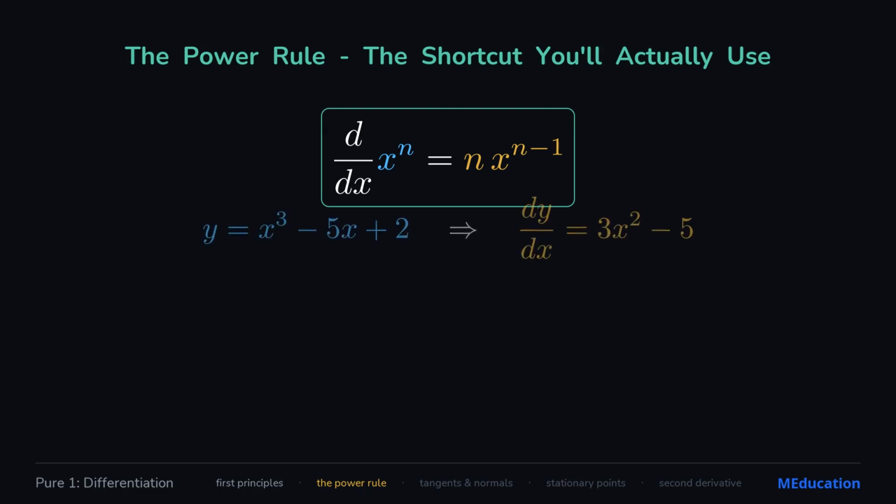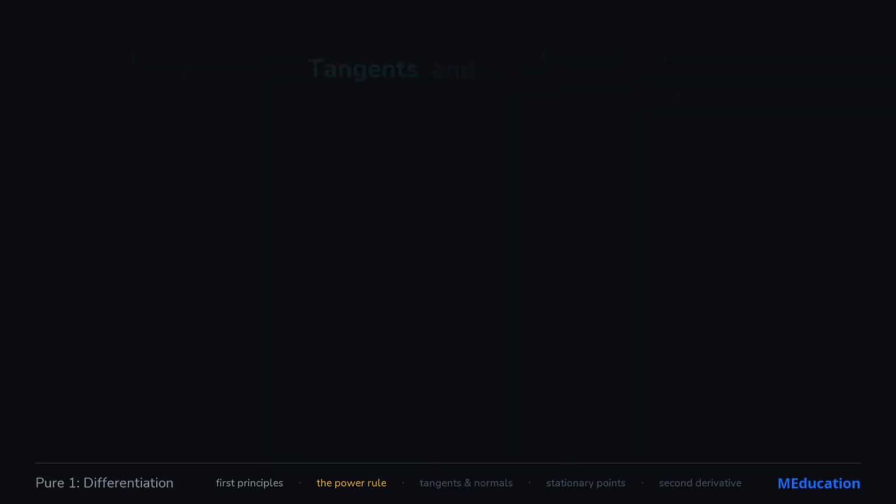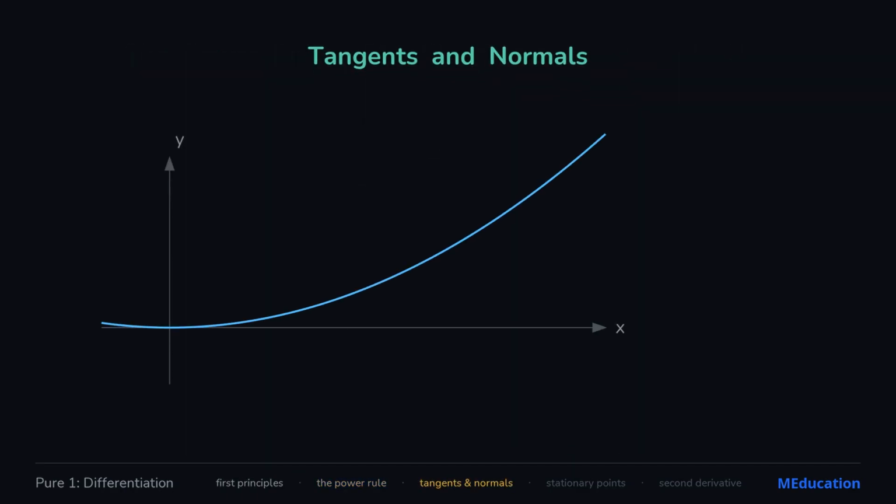Constants simply vanish because a flat horizontal line has 0 gradient. Differentiate term by term, and even a long polynomial surrenders in seconds. This is the rule that earns its keep on every paper. The derivative hands you the gradient at any point you like. Plug in the x value, and out comes the slope of the tangent there, the straight line that grazes the curve, matching its direction exactly.